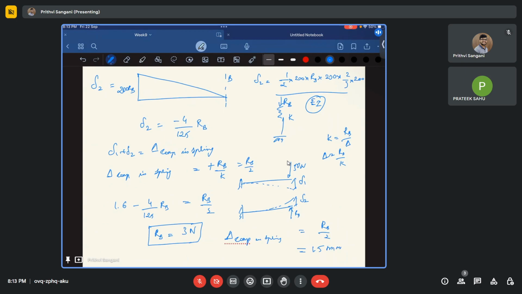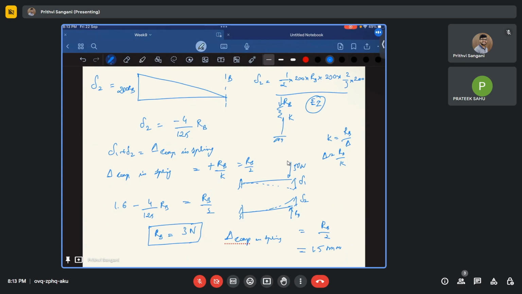Okay. So the compression in the spring is going to be 1.5 mm because of the 50 newton load which is acting above. Yes sir. So this is again some kind of question which I just wanted to take, because in this we have a net displacement.